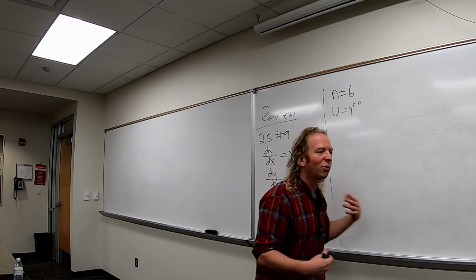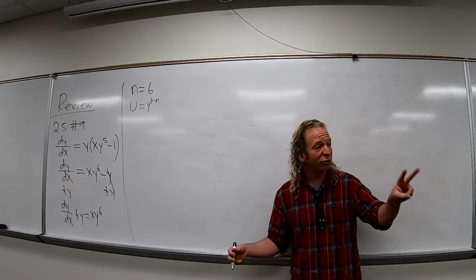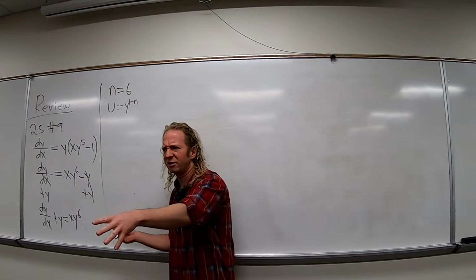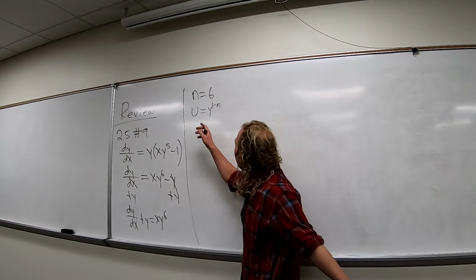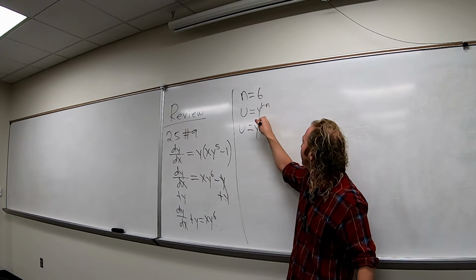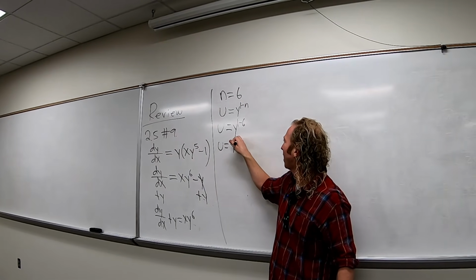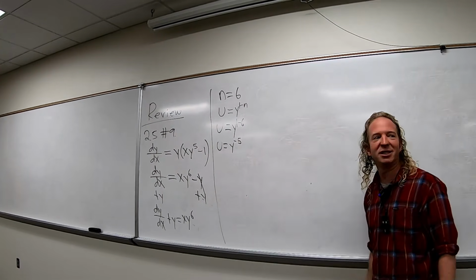Once you know the steps and once you can do one of these on your own, you can redo this when you're ready for the Bernoulli, right? There's only 2 Bernoullis in the homework, I think, that I assigned as review questions. Okay, so n is 6, so this is y to the 1 minus 6. So it's y to the negative 5, right? 1 minus 6 is negative 5.